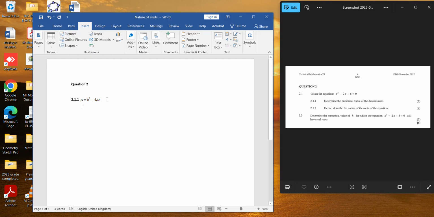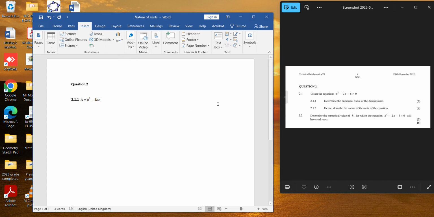And from the quadratic formula, we know that the value of b, the value of a, and the value of c we can get from the quadratic equation. In this case, we are given the quadratic equation. Then you must use this quadratic equation to substitute the value of b where you see b, the value of a where you see a, and the value of c where you see c.